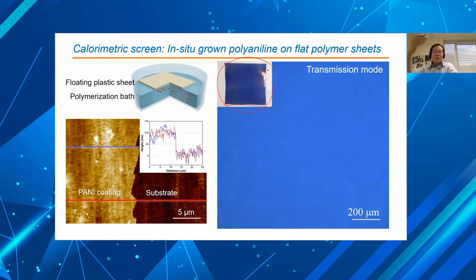Now, in order to use it as a colorimetric detector screen, it has to be optically uniform under the optical microscope. So this large image here is a transmission mode optical microscopy image. It shows a beautifully uniform blue color. So this is a necessity. If you have a lot of textures and uneven distribution in the background, it will mess up your image processing.